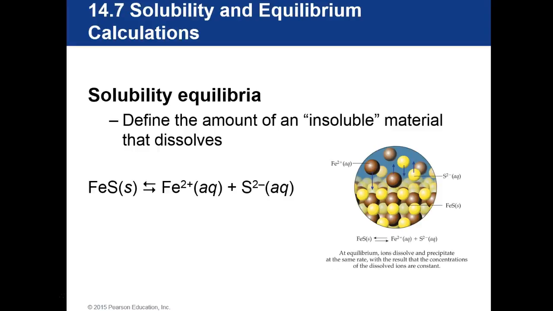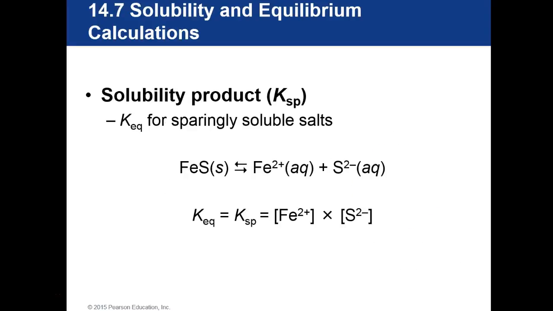Next, we'll look at solubility. You're going to need to know the definition of solubility. Solubility equilibria defines the amount of an insoluble material that dissolves. As you can see here, we have iron sulfide. At equilibrium, the ions dissolve and precipitate at the same rate, with the result that the concentrations of the dissolved ions are constant. The solubility product, or KSP, refers to sparingly soluble salts with the KEQ. So KEQ equals the solubility product, or the concentration of iron times the concentration of the sulfur.